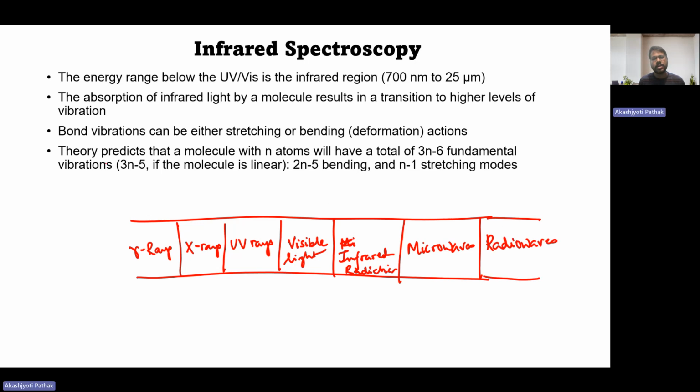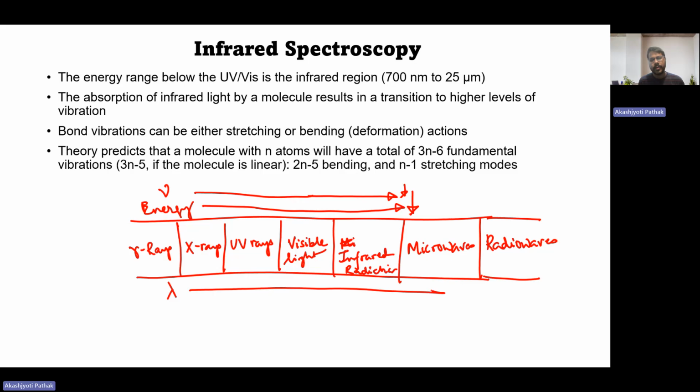As we go along the electromagnetic spectrum, what happens? The energy is decreasing, right? The frequency is also decreasing, but the wavelength is increasing. So in infrared spectroscopy, we are utilizing the energy of the infrared radiation for characterizing or studying the behavior of our molecule.